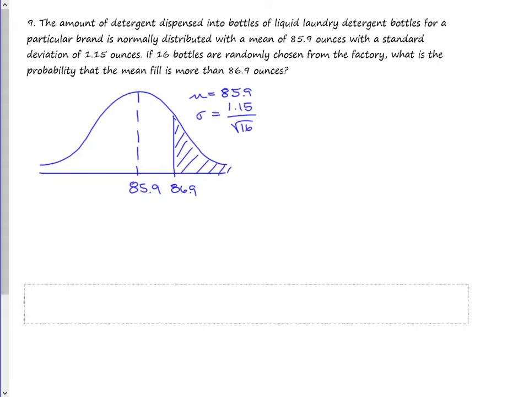In order to do that, I'm going to use the calculator with the function normal CDF, because that's the function that calculates area underneath the normal distribution curve. I'm going to go from 86.9 up to positive infinity, but in this case I'll just use 10,000 to represent positive infinity. The mean is 85.9, and the standard deviation is 1.15 divided by the square root of 16. That's what I'm going to put into the calculator, and let's see what answer we come up with.